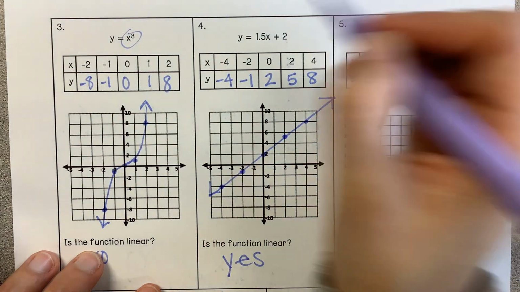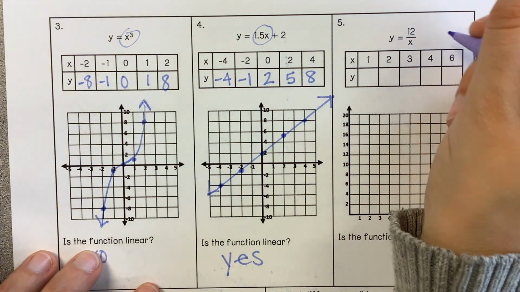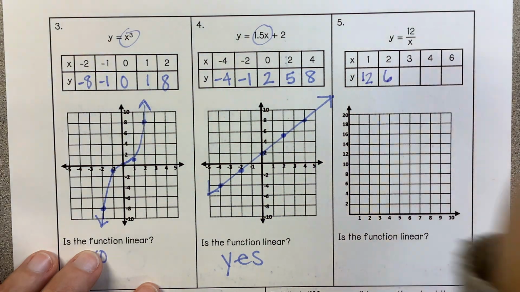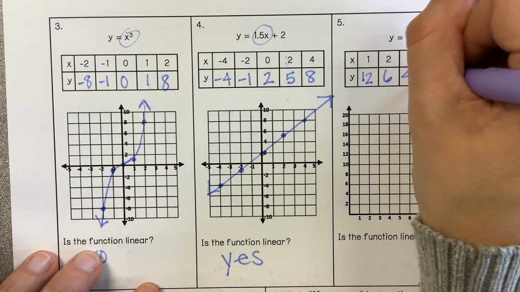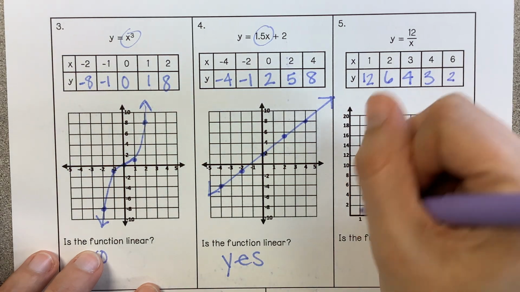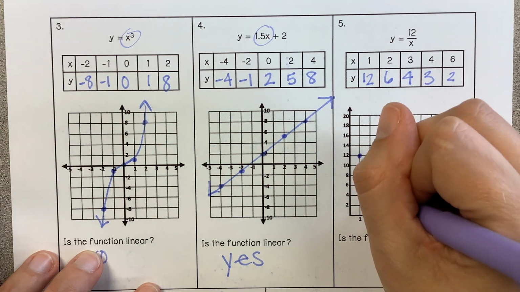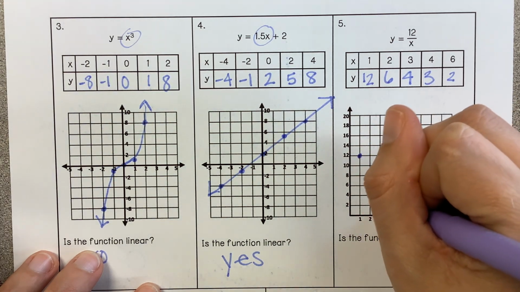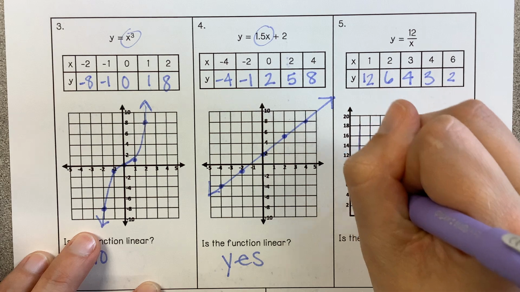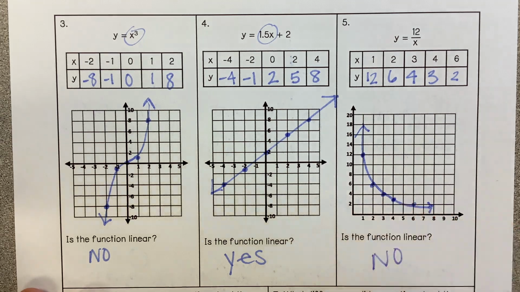So x cubed, not linear. When it has just x, linear. Here, 12 over x. So if I plug in 12 divided by 1 is 12, 12 divided by 2 is 6, 12 divided by 3 is 4, 12 divided by 4 is 3, 12 divided by 6 is 2. So plot that, 1, 12, 2, 6, 3, 4, 4, 3, 6, 2. We get a curved line, which is not linear.